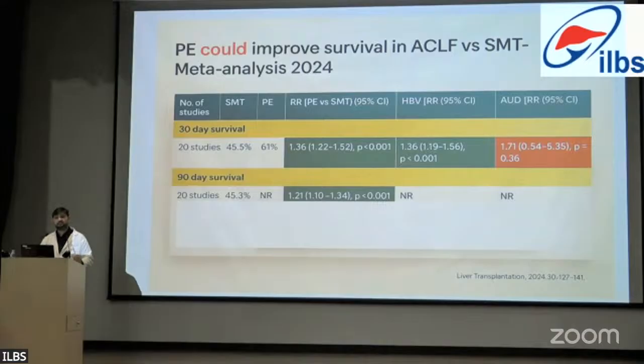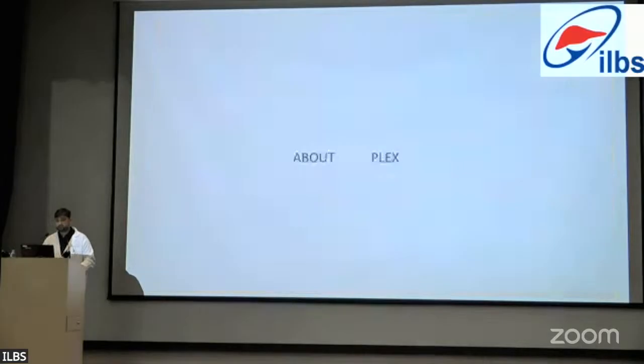One meta-analysis published in 2024 found no survival benefit with plasma exchange in patients of alcoholic hepatitis. But if the etiology was different, like hepatitis B, there was indeed a survival benefit in patients who underwent plasma exchange.